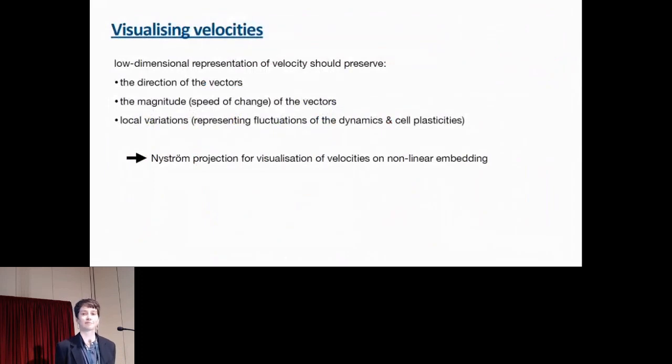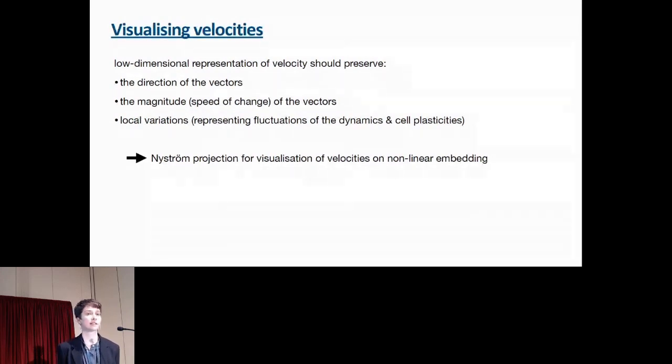Now, once we've recovered this high-dimensional velocity vector, typically we want to visualize the velocities on a low-dimensional embedding. And there are multiple things that we want to represent in this low-dimensional embedding. We want to keep the information of the direction of the vector. That's the most basic thing, which way are the cells moving in this process. But we're also interested in keeping the magnitude of the velocity vectors, so if cells are moving faster or slower in different regions of the trajectory.